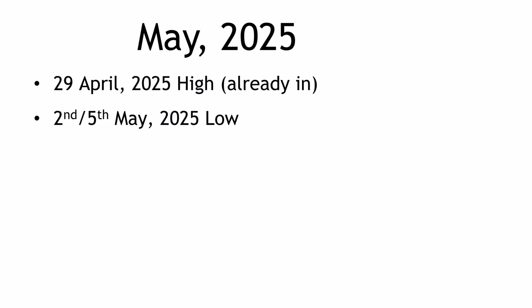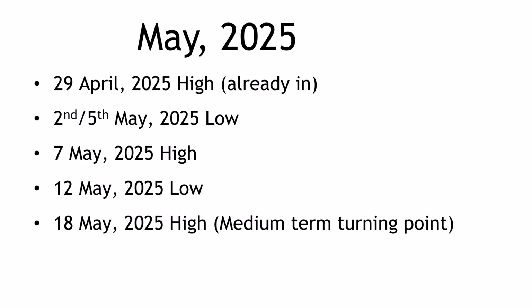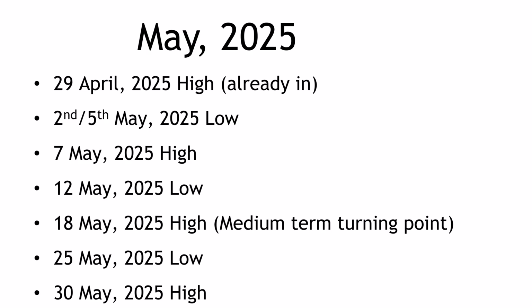So the next area that I'm watching is for a low on the 2nd or the 5th of May, followed by a high on the 7th, a low on the 12th, a high on the 18th, and a low on the 25th, and a high on the 30th of May. So those are the dates that I'm watching in May of 2025. You can see that there are 6 dates there to watch.